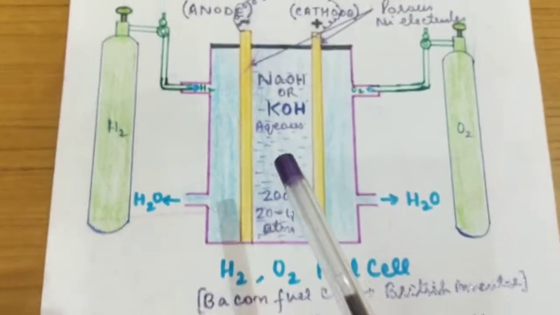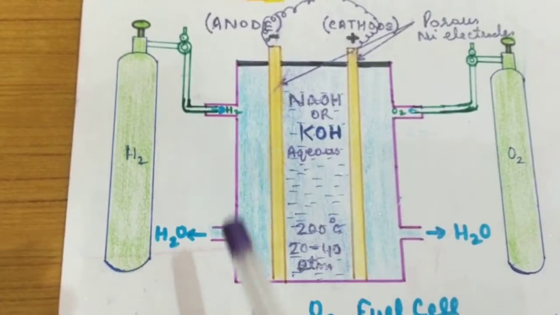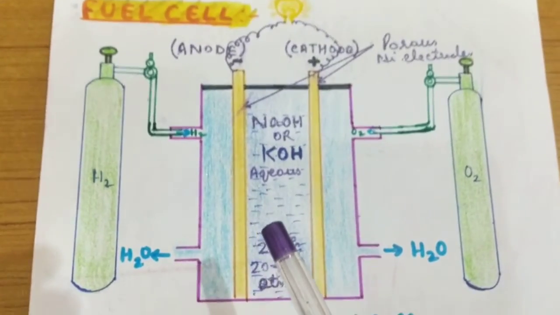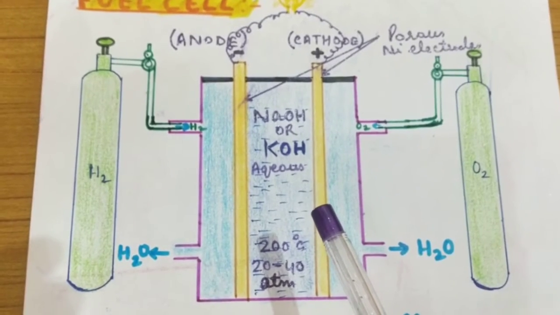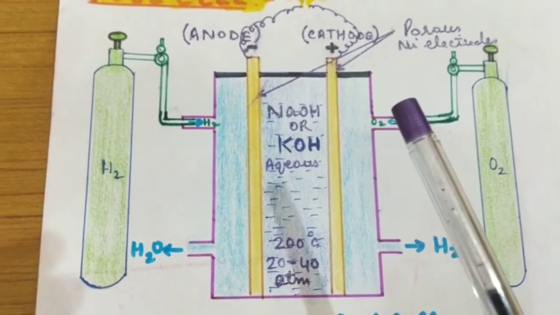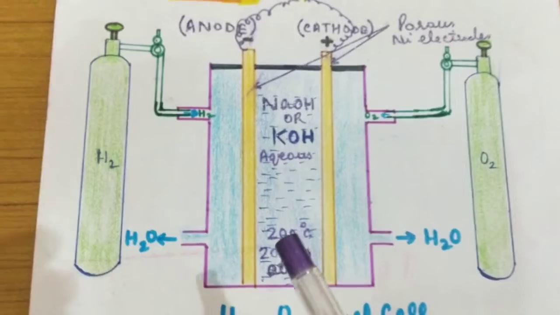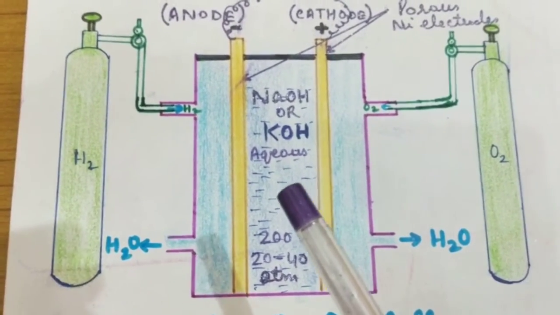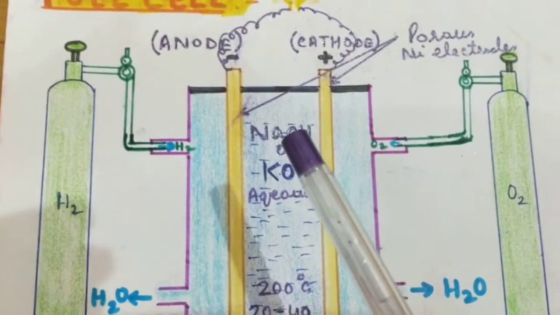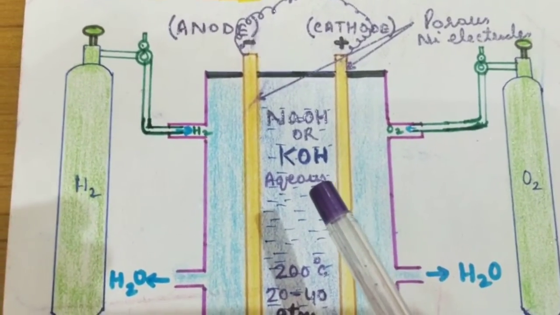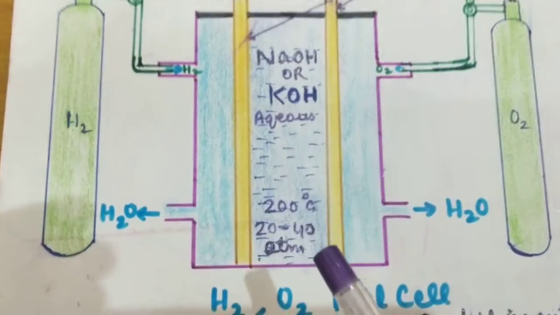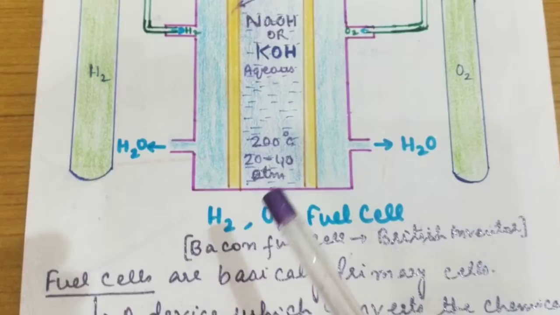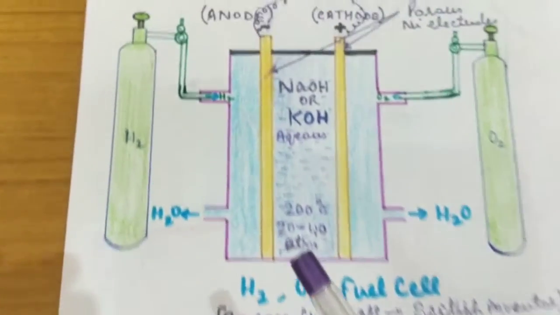In a fuel cell, there is a container in which there are two electrodes, which are porous electrodes of nickel, and the electrolyte used in a fuel cell is an aqueous solution of sodium hydroxide or potassium hydroxide. Now this is kept at a temperature of around 200 degrees Celsius and a pressure of 20 to 40 atmospheres.